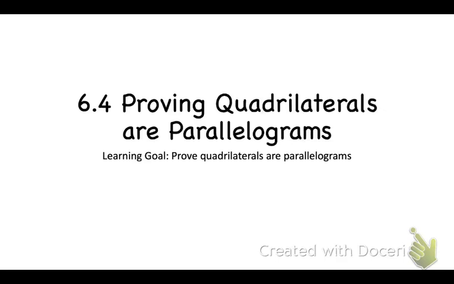6.4, proving quadrilaterals or parallelograms. So we've been saying if it is a parallelogram, all these things apply, right? So now we're going to start with a quadrilateral, which is how many sides? 4. And then we're going to have to show that it is a parallelogram. So we have to find the characteristics in it. That's all we're doing. We're just going backwards.